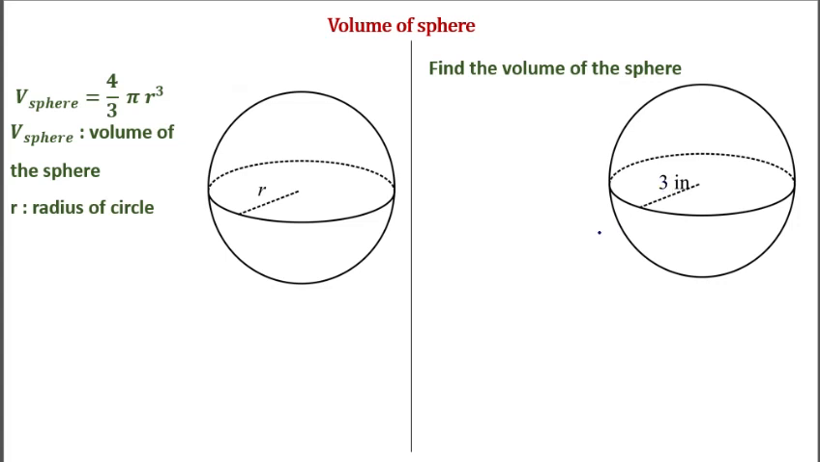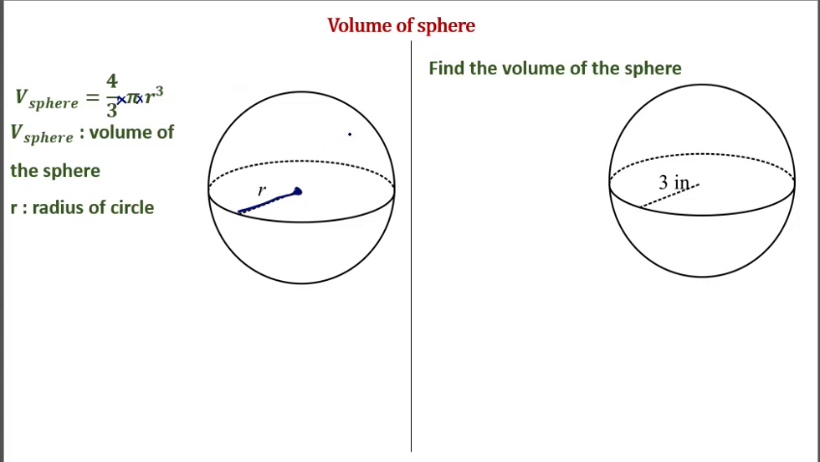So what is the sphere? A sphere is a 3D shape like the ball. It only has one dimension, which is the radius. The radius is the distance between the center of the sphere to any point on the sphere. So the volume of the sphere will be calculated from the relation 4/3 times pi times r cubed.